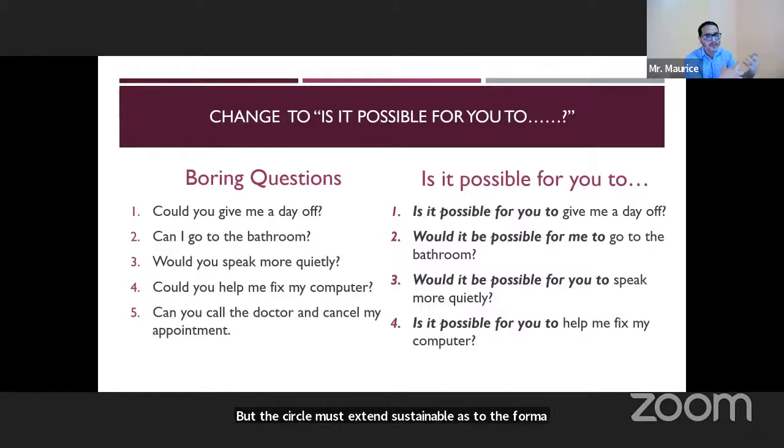Tanto en nuestro idioma en español como en inglés, pues vamos subiendo de nivel al momento de expresarnos. Puede ser, como les dije hace un momento, una expresión más larga para el mismo objetivo. But it's academic.